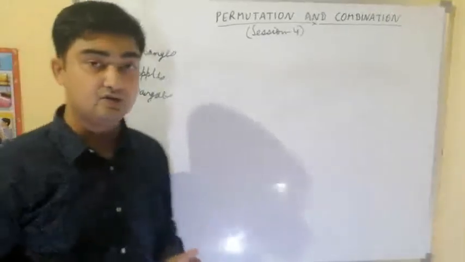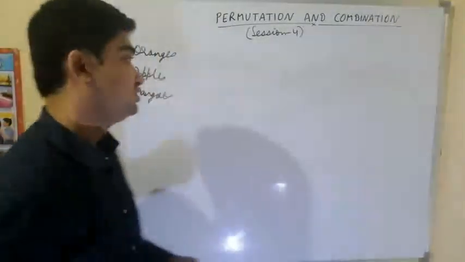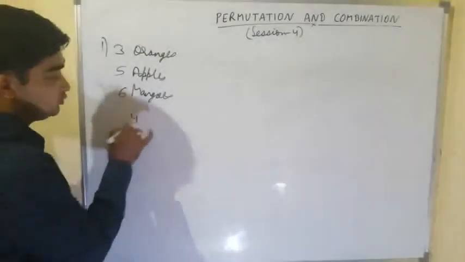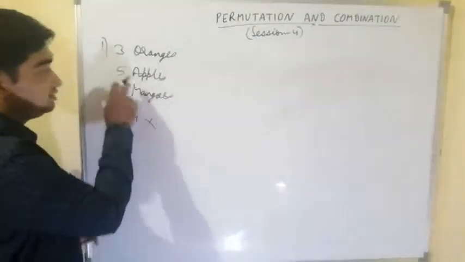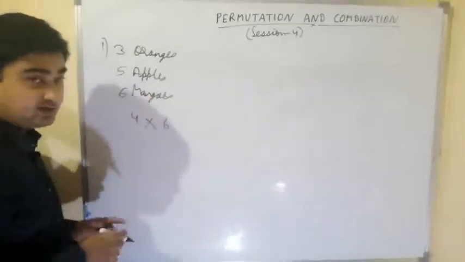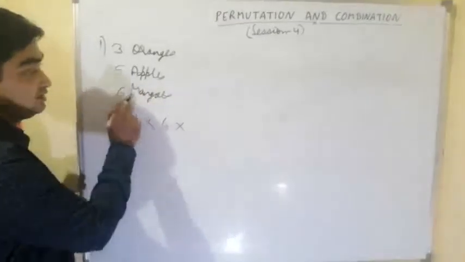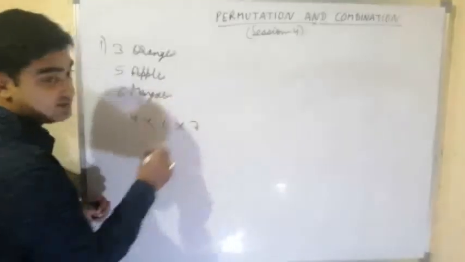Either don't select an orange, or select 1 orange, 2 oranges, or 3 oranges. So the number of choices we have with oranges is 4. The number of choices with apples is 6: either select 1, 2, 3, 4, 5 or leave it. And the number of ways in which we can select mangoes is 7.